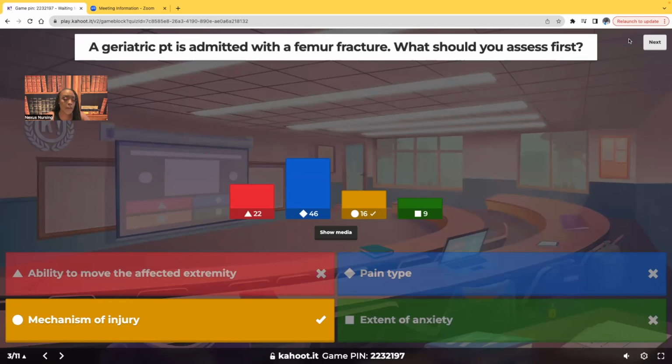Look at the other choices. First of all, ability to move the affected extremity. What do we know about fractures? RICE: rest, ice, compression, elevation. Rest. We want to rest. We want to immobilize that extremity. We're not going to be trying to make them move it. So that's wrong. Now, let me talk to you about pain type.